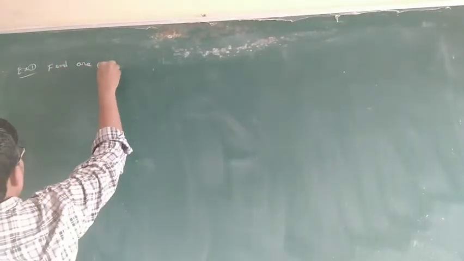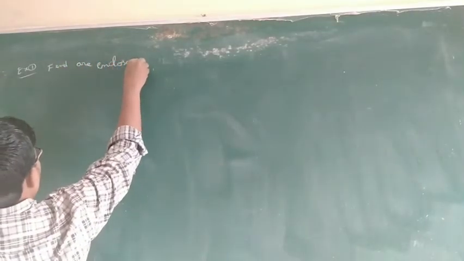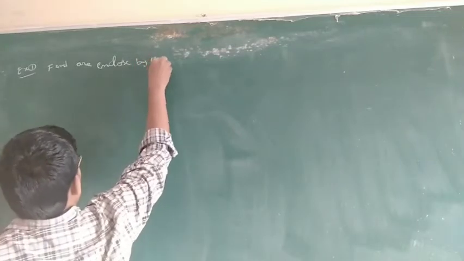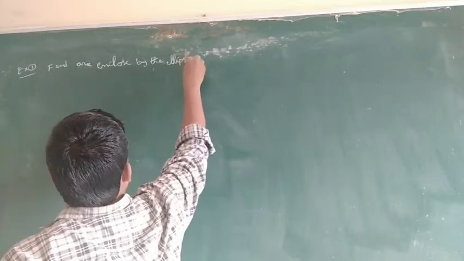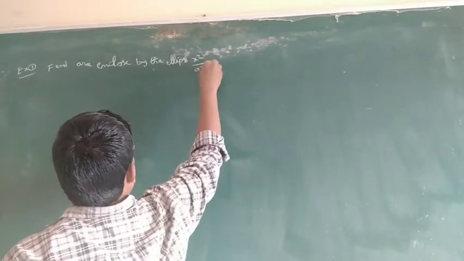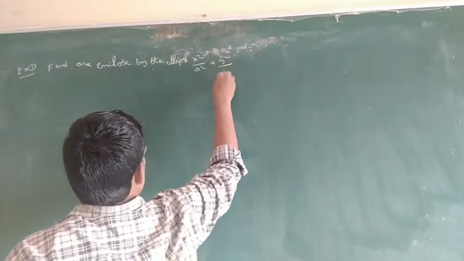Next one. Example 1 completed. Example 2. Find the area enclosed by the ellipse. Enclosed by the ellipse x square by a square plus y square by b square is equal to 1.